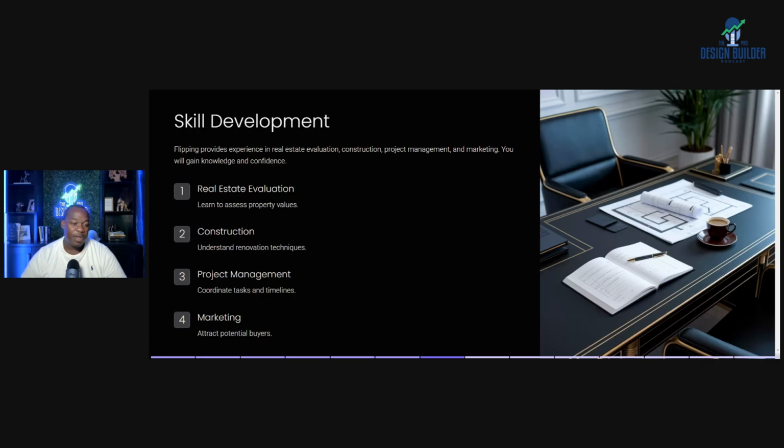So, project management, coordinate tasks and timeline. The more that you have checklists for all aspects of your renovation, the better it's going to be for you. And the more you're going to know and understand where the holes are in your process and moving the project forward.